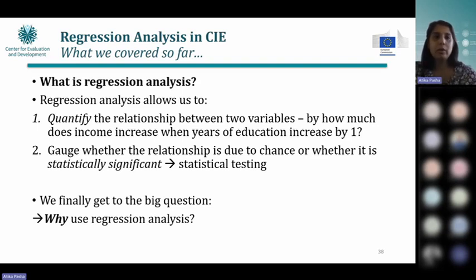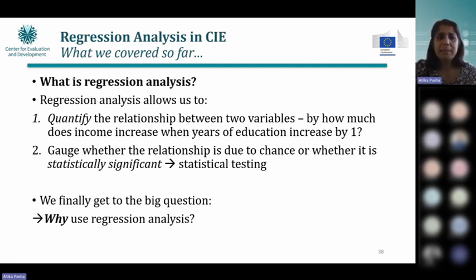Right. So just again recapping, we have now been able to quantify the relationship between two variables. So how much does income increase when we increase education by 1 year? And we've been able to gauge whether this relationship is purely due to chance, or whether we can be statistically confident about our results and at what level of statistical significance, again, through the help of statistical testing.